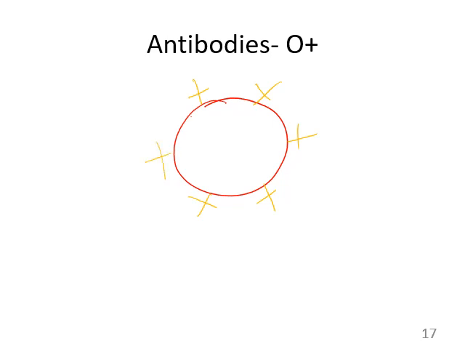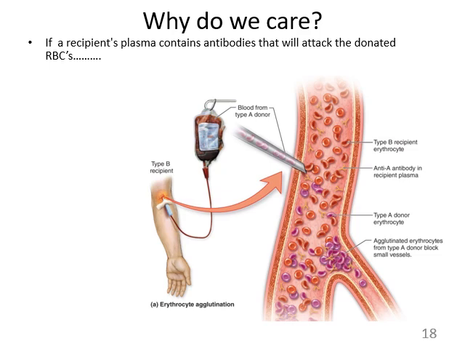So type O, I don't see any A antigen, so I have anti-A antibodies. Got anti-B antibodies. But there is some Rh, so you're not going to have any anti-D antibodies. Okay, talked about this a little bit. Why do we care?